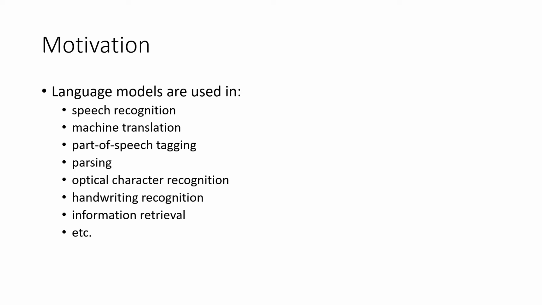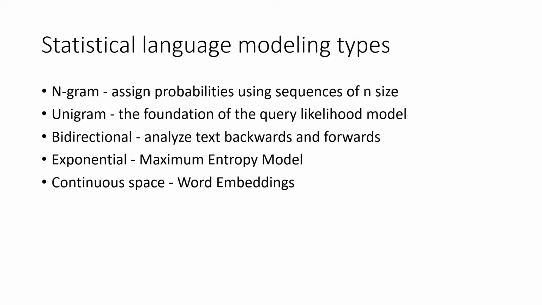Information retrieval involves searching in a document for information, searching for documents in general, and searching for metadata that corresponds to a document. Web browsers are the most common information retrieval applications. Some common statistical language modeling types are n-gram, unigram, bidirectional, exponential, continuous space.